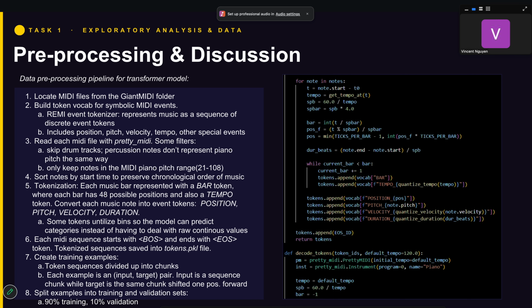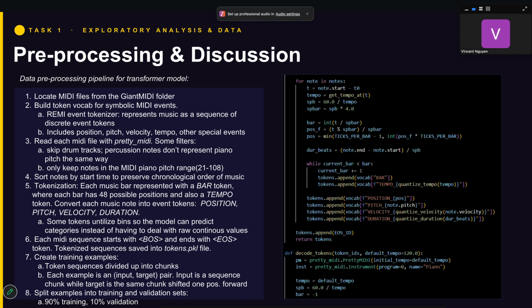Each note will have position, pitch, velocity, and duration. An important thing to know is that some tokens utilize bins so that the model can predict categories instead of having to deal with raw continuous values. Each MIDI sequence starts with a BOS and ends with an EOS token. And then we save the tokenized sequences into a pickle file.